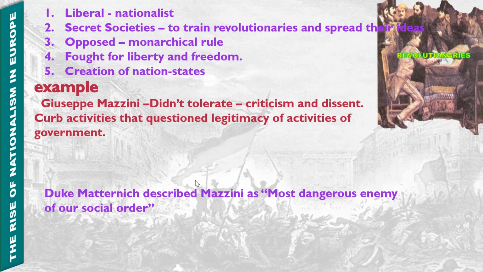Mazzini's relentless opposition to monarchy and his vision of democratic republics frightened the conservatives. Duke Metternich described Mazzini as the most dangerous enemy of our social order. So you can see the image over there in the right hand corner, Giuseppe Mazzini and the founding of Young Europe in Berne in 1833, printed by Giacomo Mantegazza.